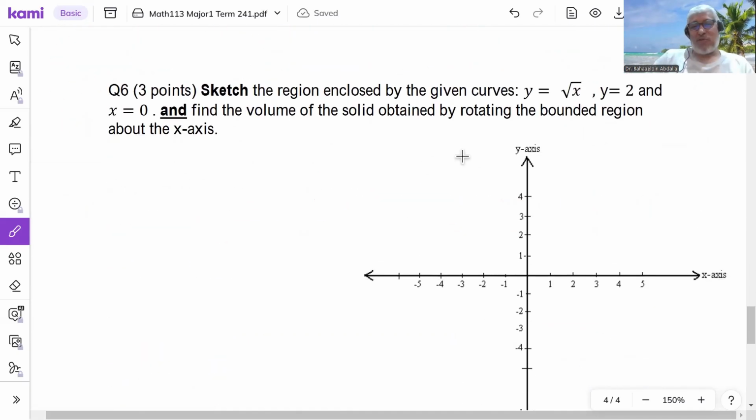Sketch the region enclosed by the given curves: y equals the square root of x, y equals 2, and x equals 0. Well, x equals 0 is this line, the y-axis, and y equals 2 is this line, and y equals the square root of x. Square root of x is like this. This is square root of x, and this is x equals 0. So this is the region.